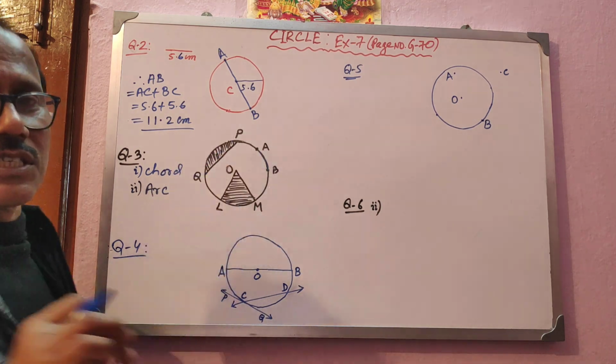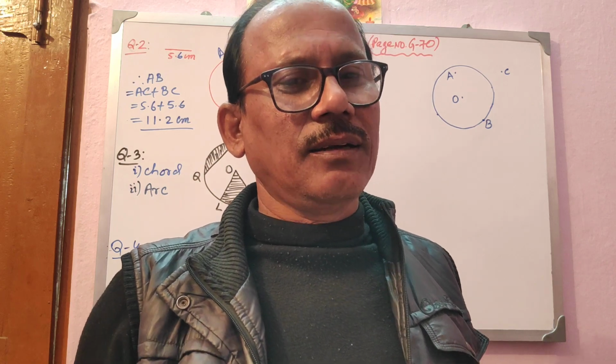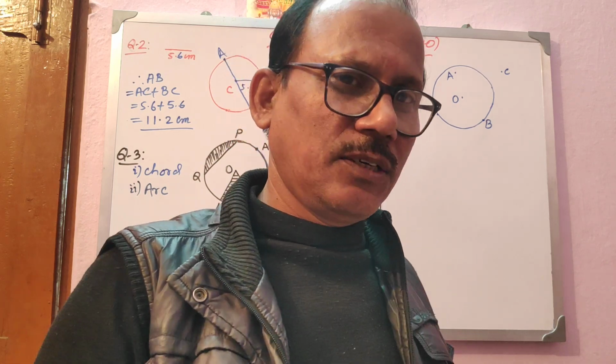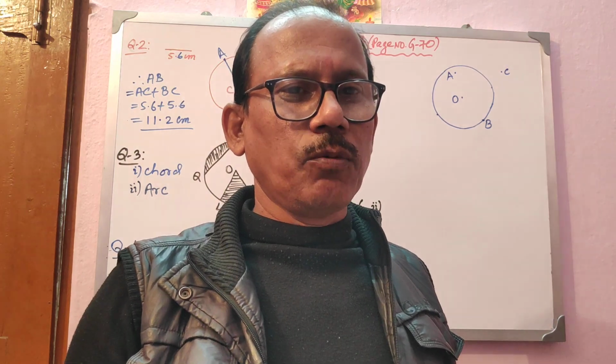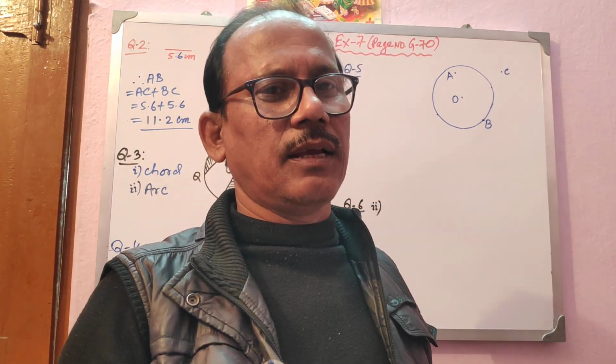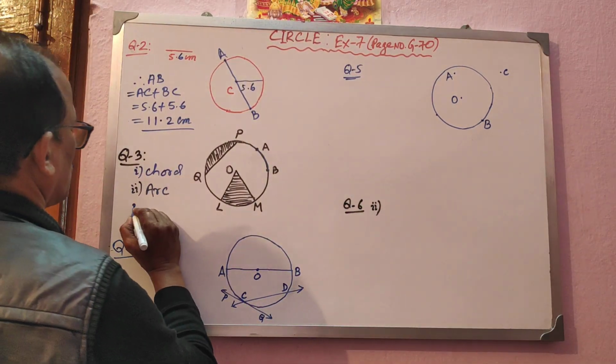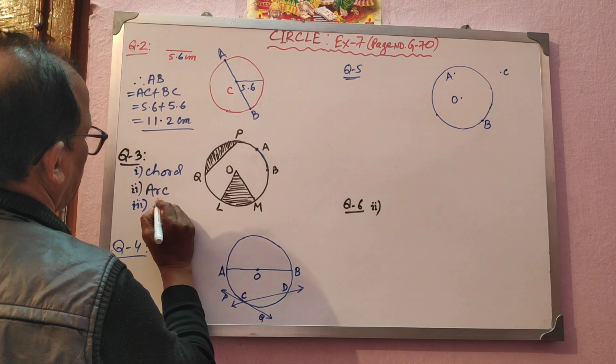A chord makes a segment and radii make a sector. Mind it, two radii, radii being the plural of radius, can make a sector, but one chord can divide a circle into segments. So it is a segment. So the third answer will be segment.